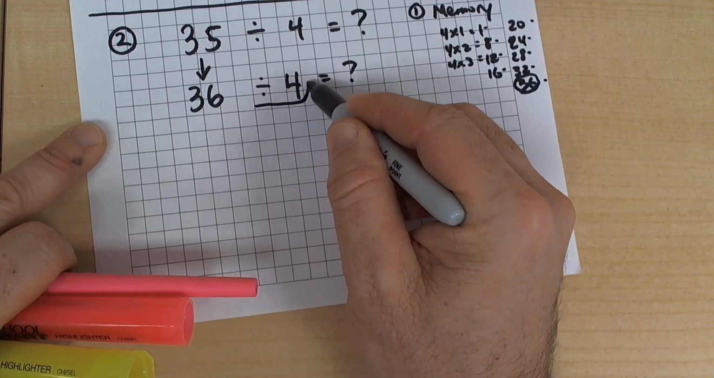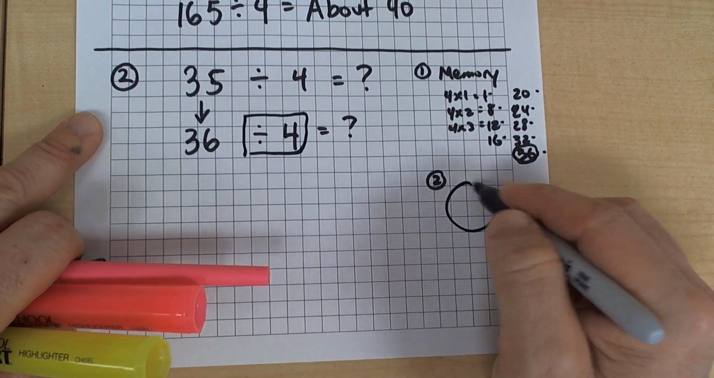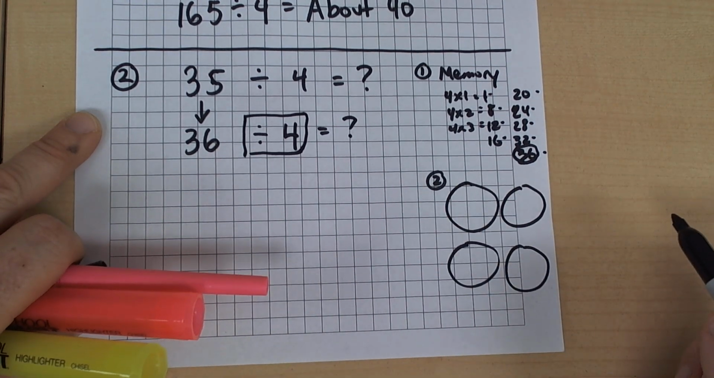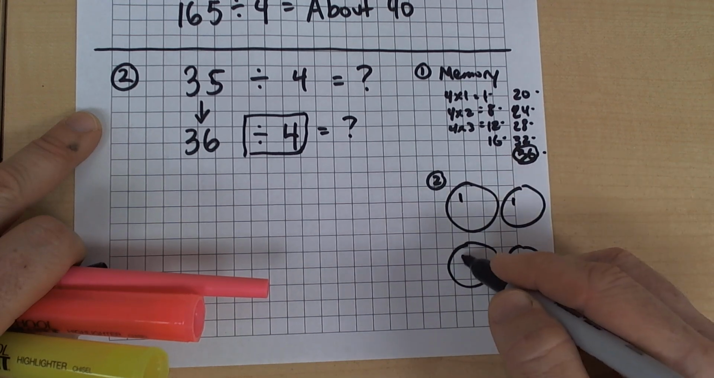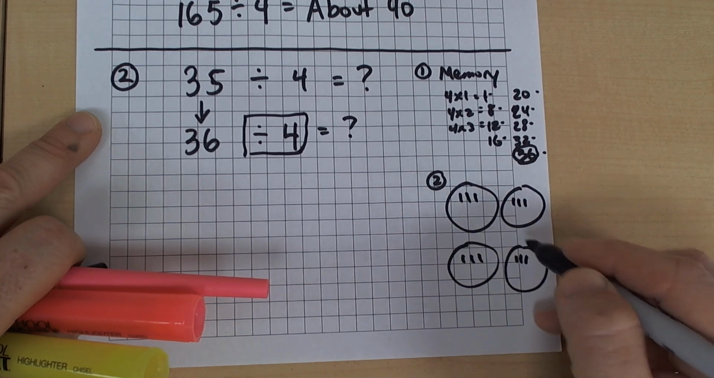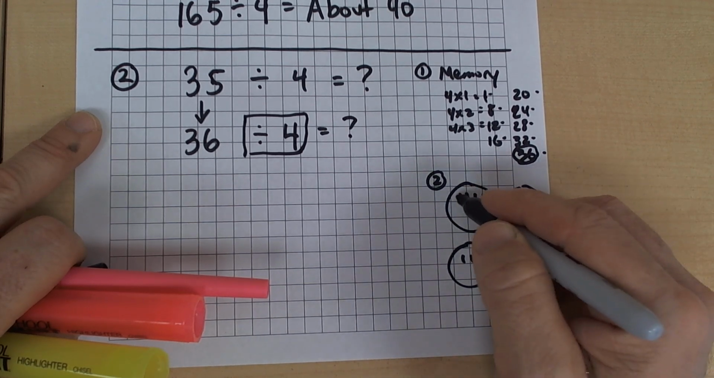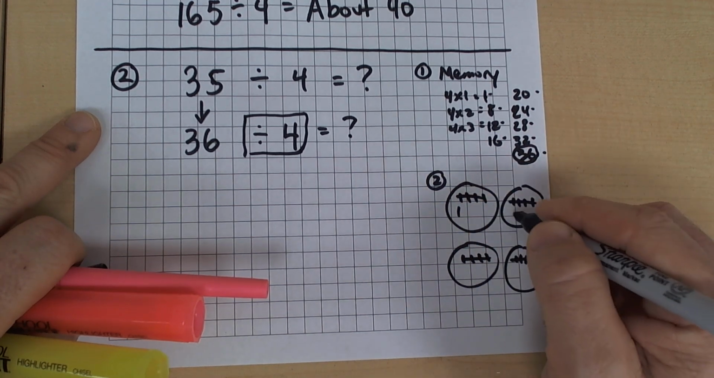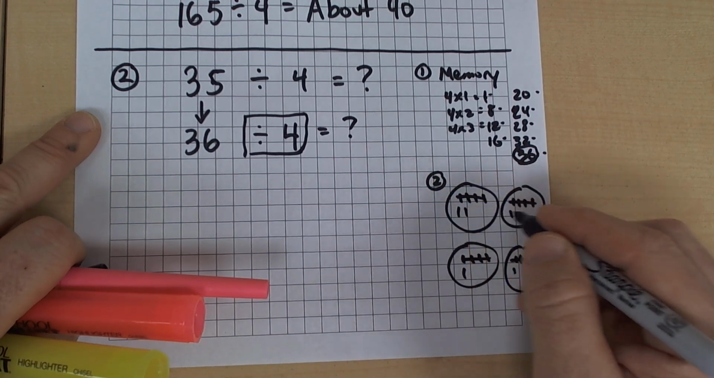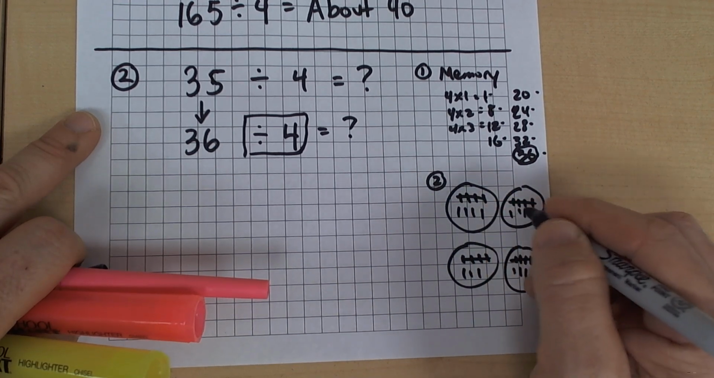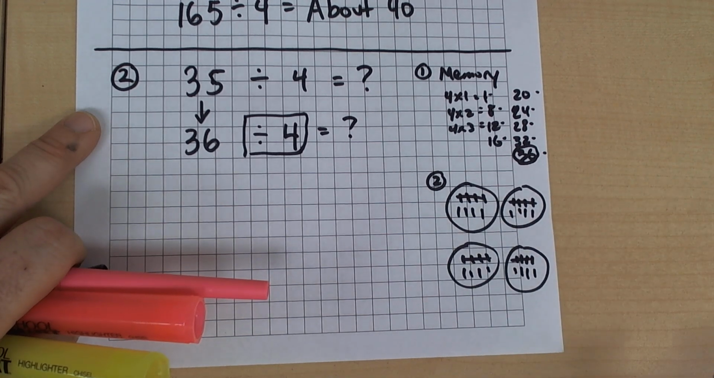And I can say, all right, let's draw 4 cookies. And now let's share 36 chips among those cookies. 1, 2, 3, 4, 5, 6, 7, 8, 9, 10, 11, 12, 13, 14, 15, 16, 17, 18, 19, 20. This is a way longer way to do it, but it will work. 21, 22, 23, 24, 25, 26, 27, 28, 29, 30, 31, 32, 33, 34, 35, 36.